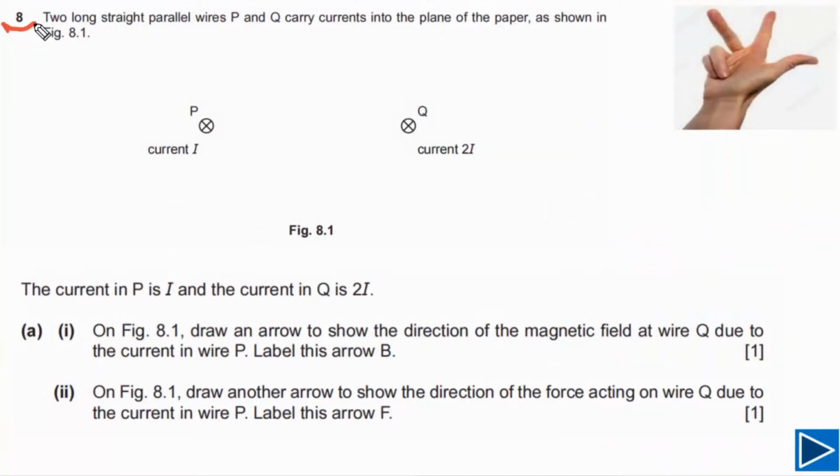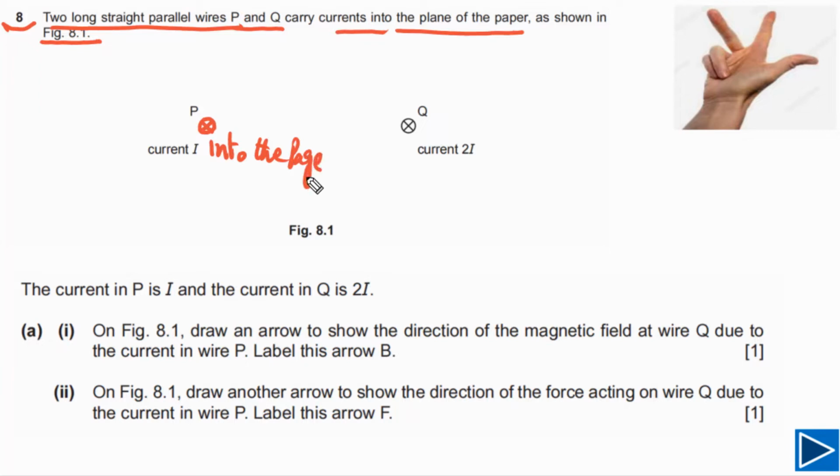For question number 8, we are given two long straight parallel wires P and Q that carry currents into the plane of the paper. As shown in figure 8.1, wire P carries current into the page. This cross represents current into the page. So simply we can write down: cross represents into the page.